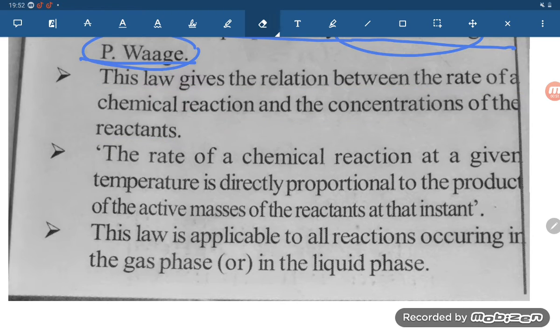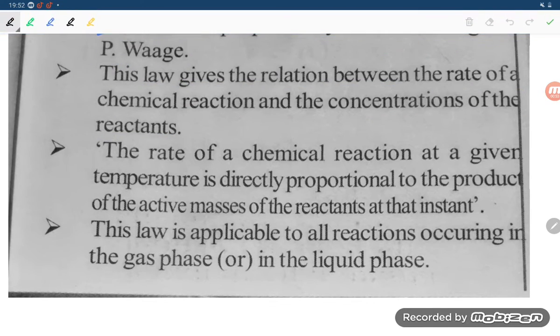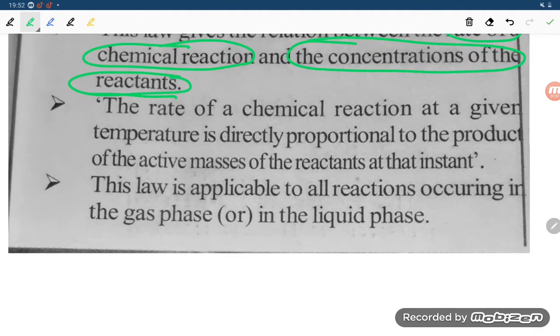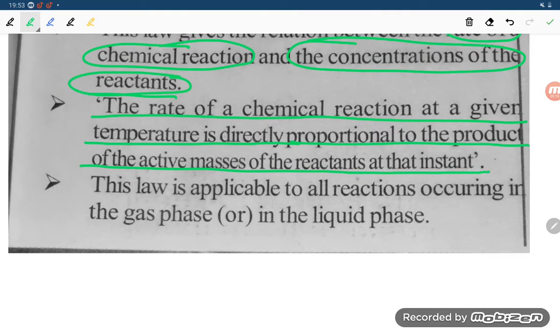That is about the concentration. The relation is between the rate of chemical reaction and the concentration of the reactants. The rate of chemical reaction at a given temperature is directly proportional to the product of the active masses of the reactant at that instant. That is, the rate of chemical reaction is determined by the active mass of the reactants.